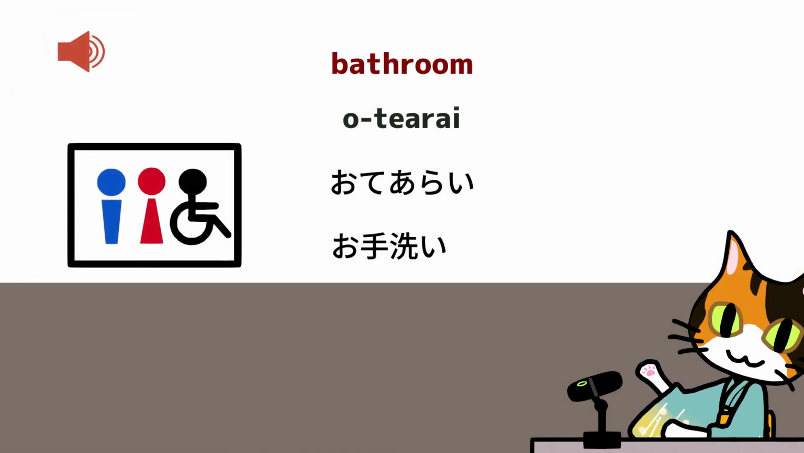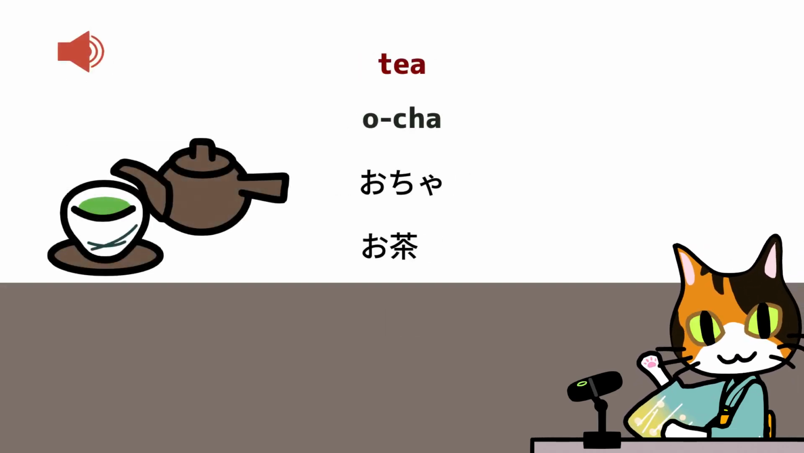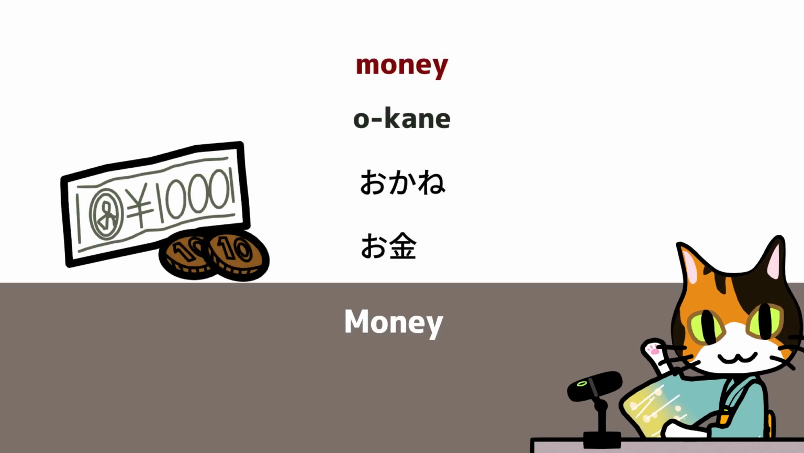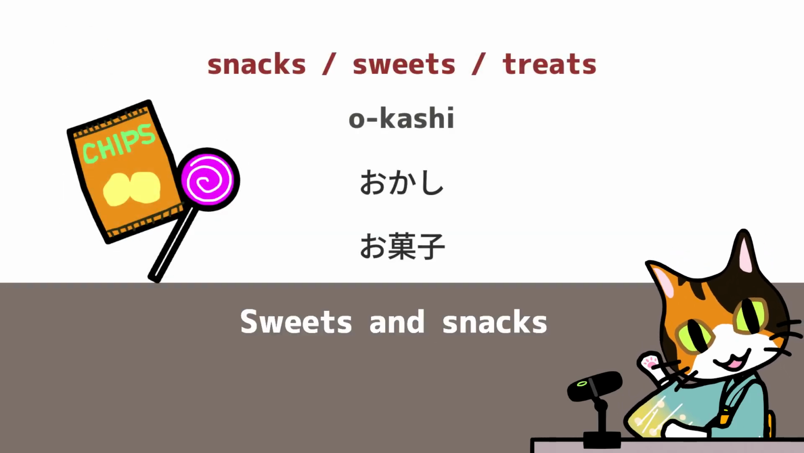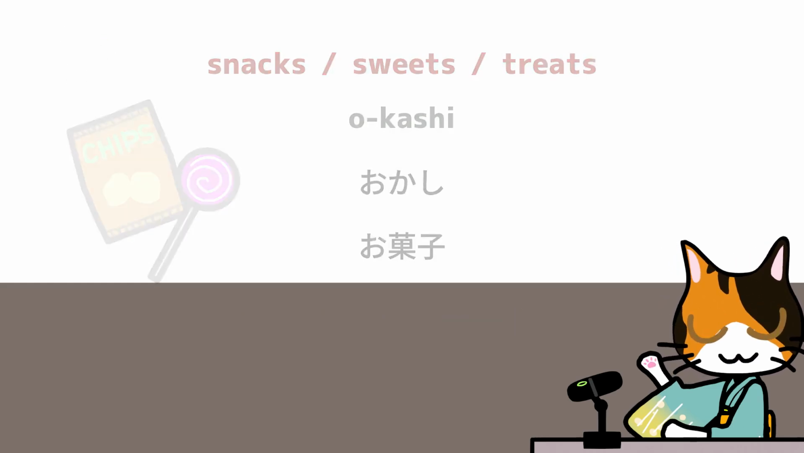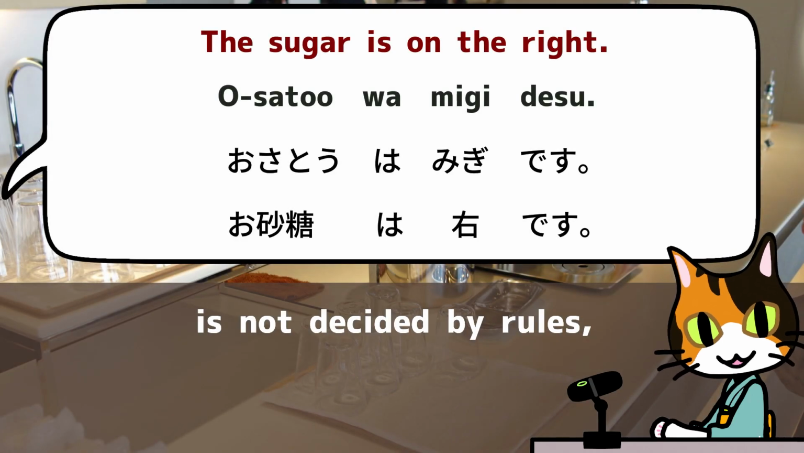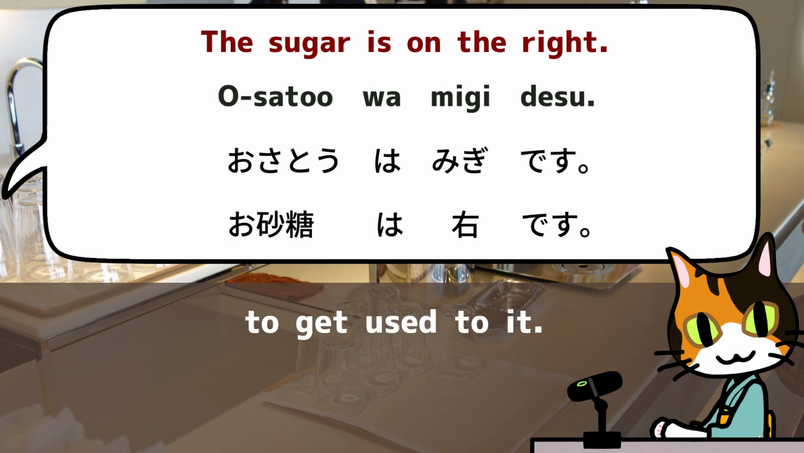Toilet. お手洗い。 Tea. お茶。 Rice ball. おにぎり。 Money. お金。 Sweets and snacks. お菓子。 Whether, o, is necessary, is not decided by rules, so the best thing to do is to use the word repeatedly to get used to it.